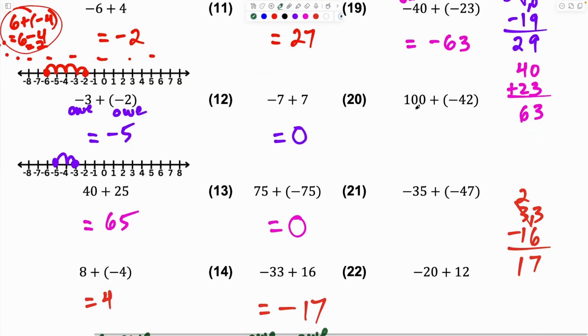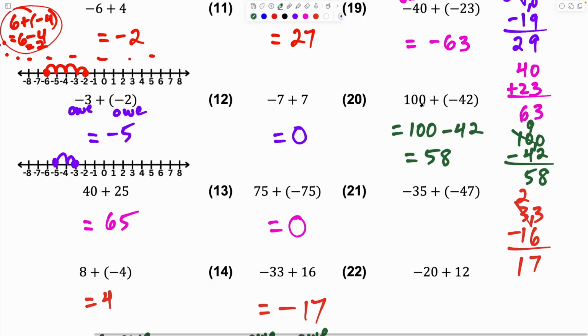Question 20, we're doing 100 plus negative 42. And this is the same thing as 100 minus 42. So off to the side here, I'll just do that subtraction. So we have 100 minus 42. And for this one here, we could borrow from this 10 and make it a 9. Put a 1 here. 10 minus 2 is 8. And 9 minus 4 is 5. So the difference here is going to be 58.